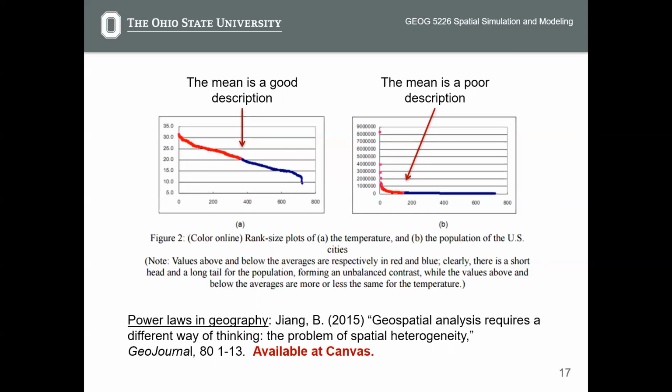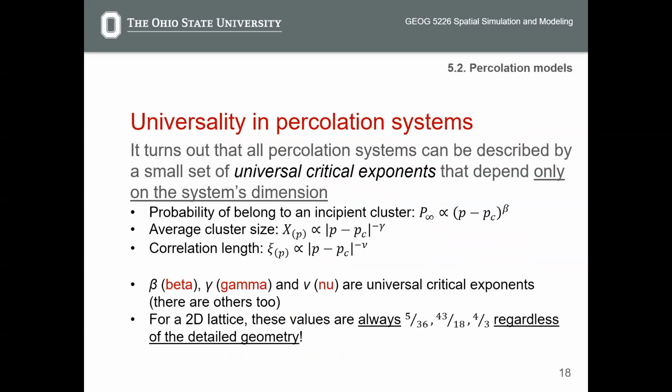So, poorly defined mean is the first property of a data set if it follows a power law distribution. Another property when P is equal to Pc in a percolation system is called universality. It turns out that all percolation systems can be described by a small set of universal critical exponents that depend only on the system's dimension.